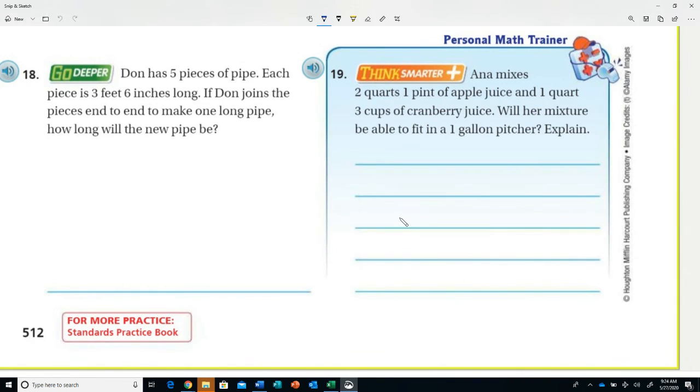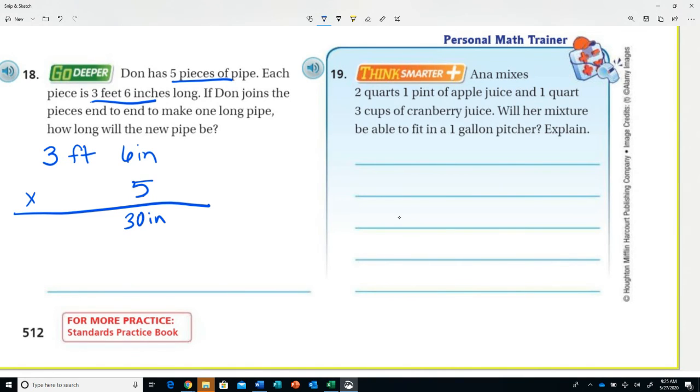Okay, so we've got 5 pieces. They're each 3 feet 6 inches long. You could add a lot. I am going to choose to multiply. In a very similar manner, multiplication is going to work absolutely the same here. 5 times 6 is going to give me 30 inches. 5 times 3 feet is going to give me 15 feet.